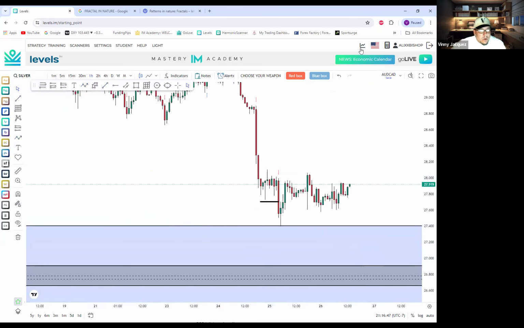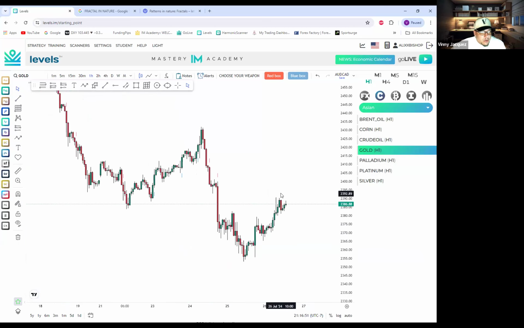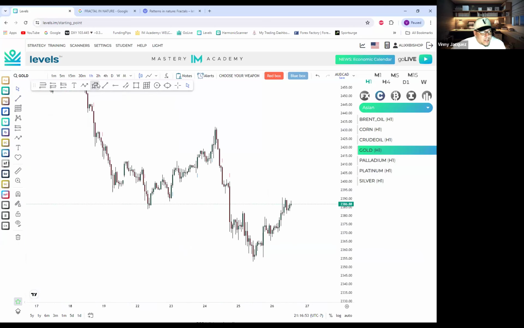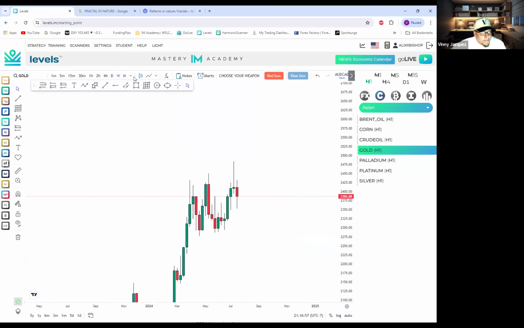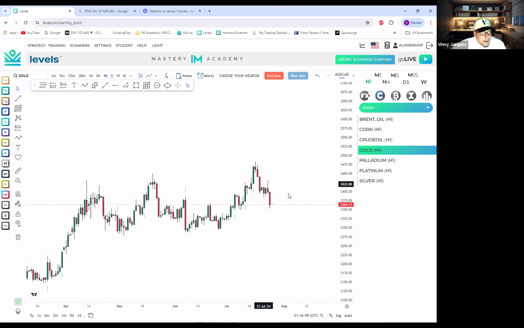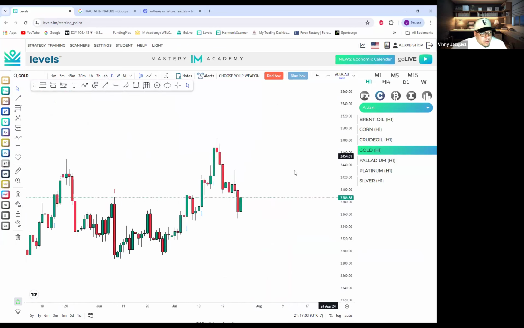Now let's look at gold real quick. It looks like gold has some room to go lower. It looks like gold actually changed character. On the daily time frame, let's see.